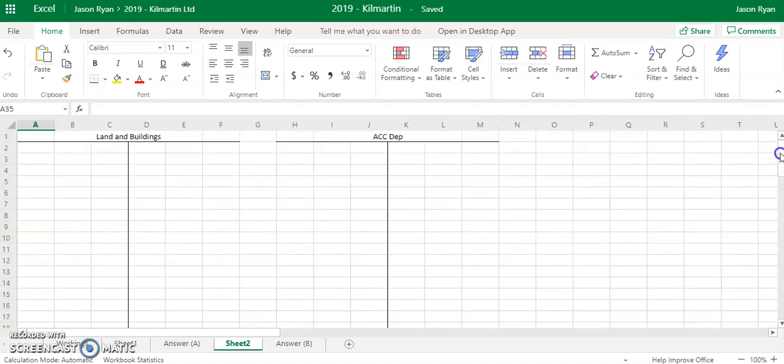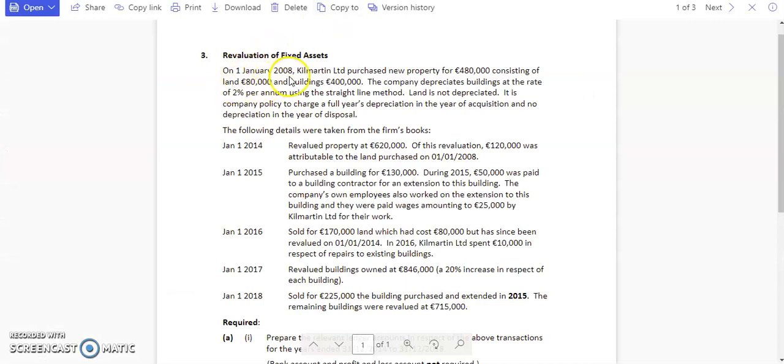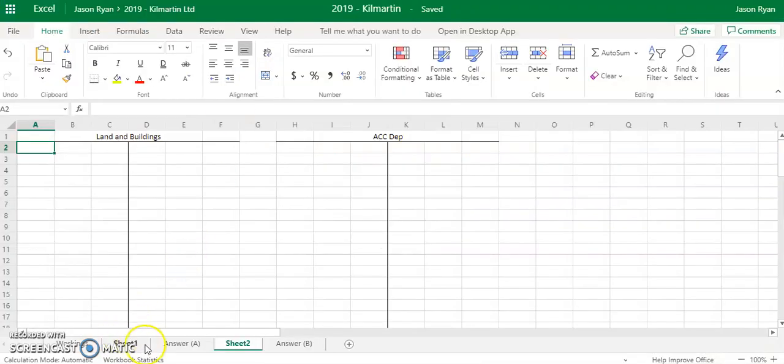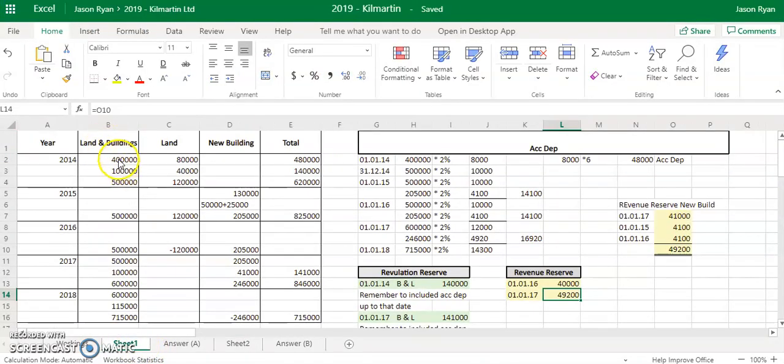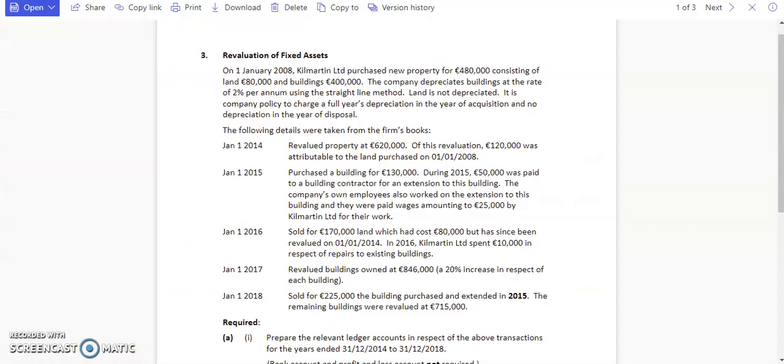So let's have a look and see how we get on with this, and we put in the opening balances for each of the accounts. We know that on the 1st of January 2016, the opening balance for our assets is going to come from our account here. That's going to be the opening balance for our land and buildings, and this figure here is the opening balance for our cumulative depreciation. The next thing it says, on the 1st of January 2004, revalue property at 620, of which 120 was attributed to land. We've used that already to find out what the buildings value is to get to depreciation.